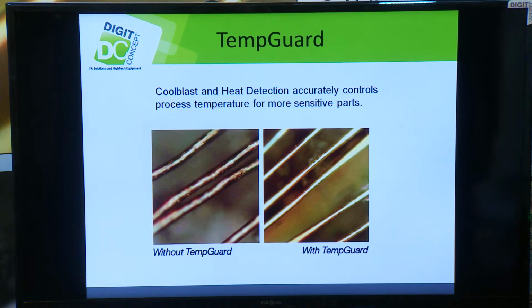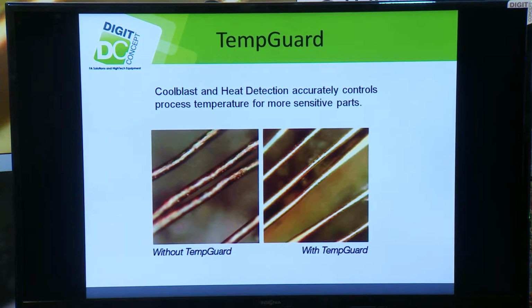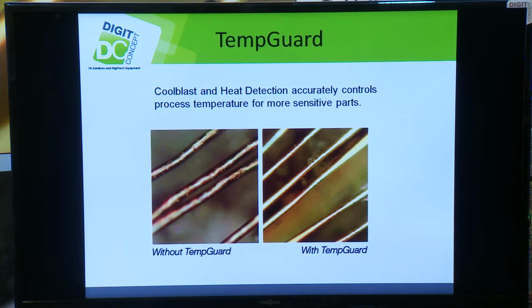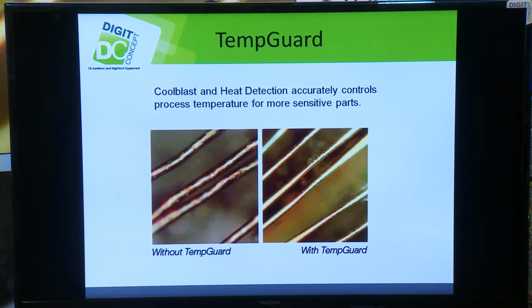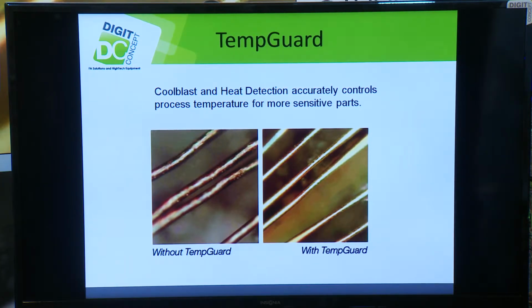Another new option in 2014 that we have with the FA-LIT laser is TempGuard. This allows us to have a blast of cool air over the piece as we're ablating with the laser. And this allows us to control the temperature. We actually have a heat gun too that allows us to measure the temperature as we're doing the ablation to make sure that we don't go too high in temperature. So we can see a difference on the left without the temperature guard and on the right with the temp guard. We're able to better control the heat and thus avoid damage on the wires.